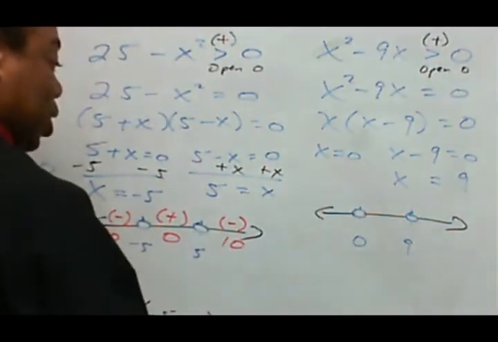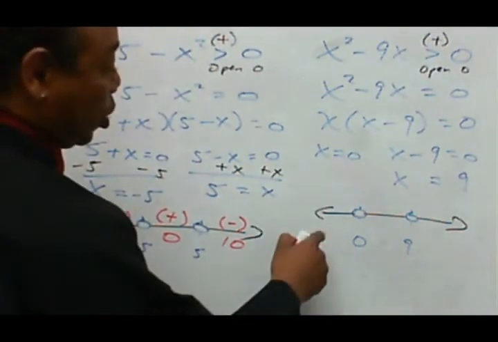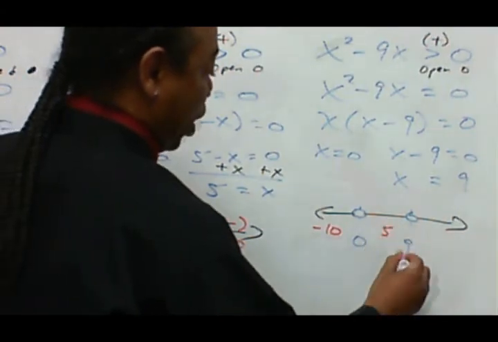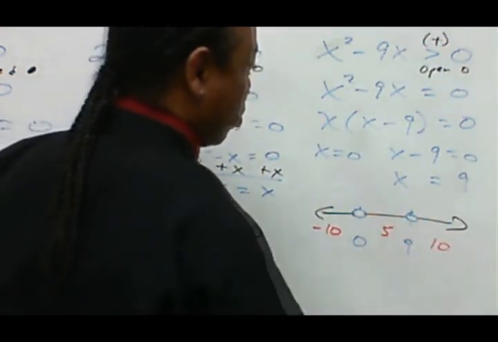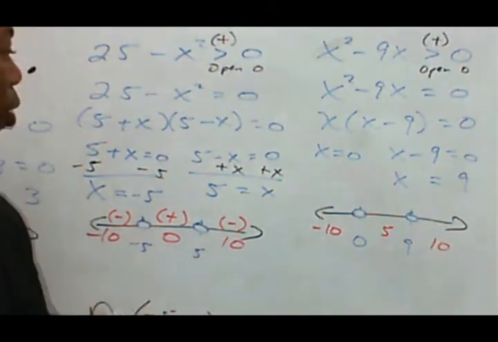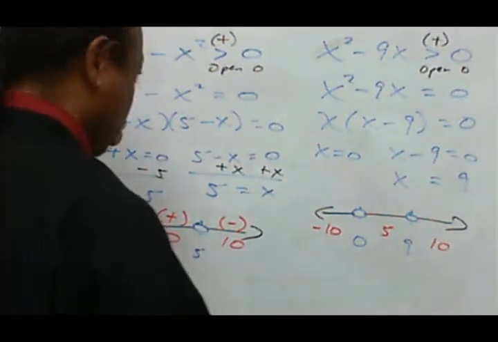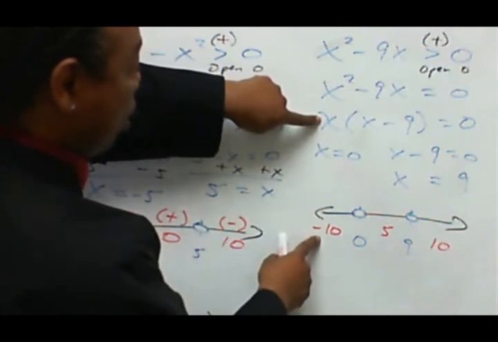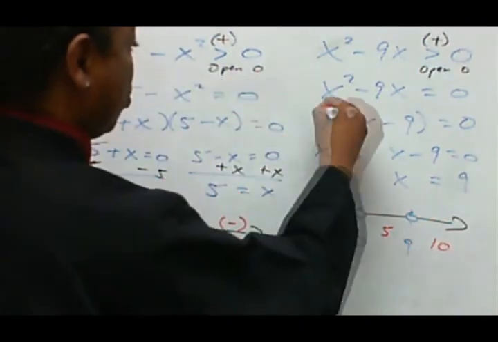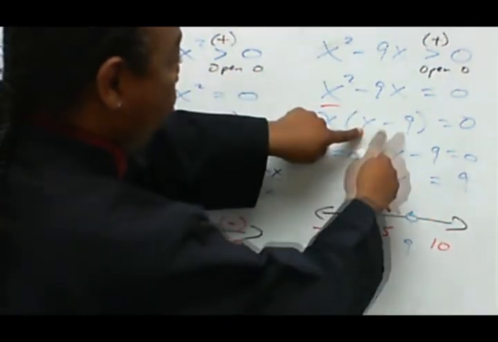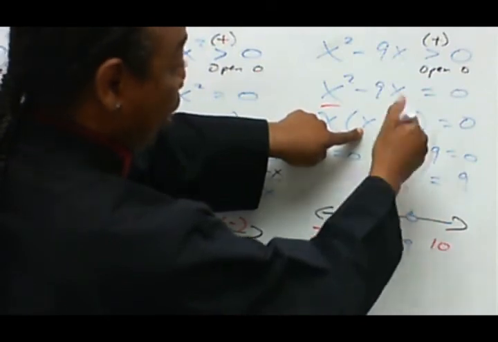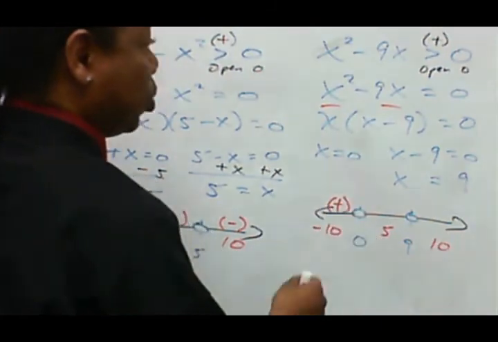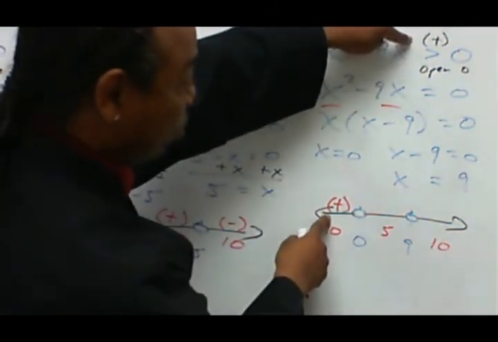And then I need to test each area. I'll test this area with a negative 10. This area I'll test with a 5. And this area I'll test with a 10. Okay, so let's use this part right here. Negative 10 means x is negative. Negative 10 with a negative 9 gives me a negative. And a negative times a negative is positive. So this area is positive, so this matches.